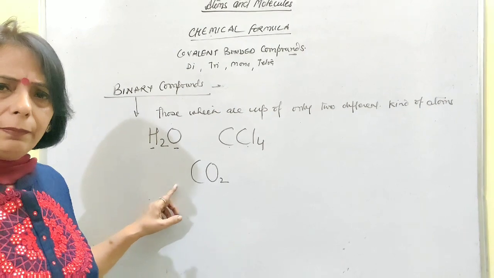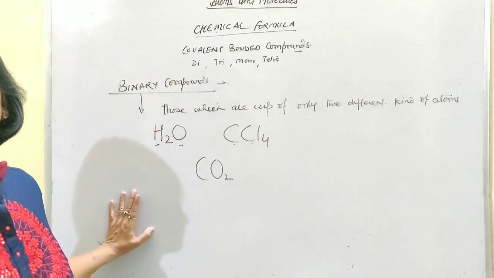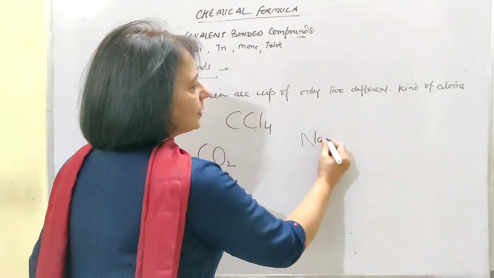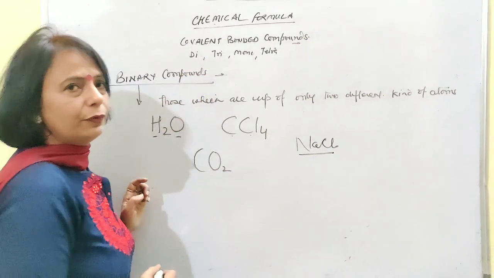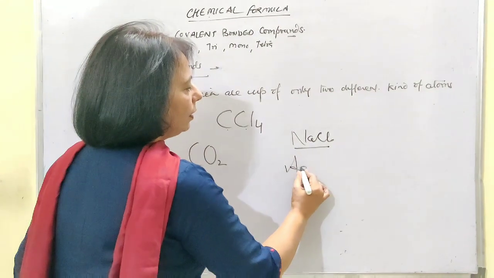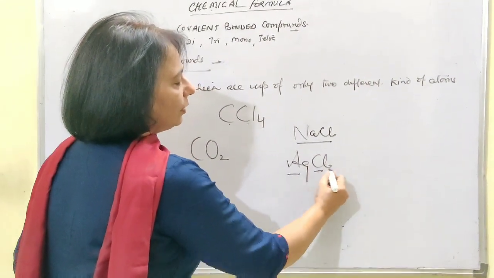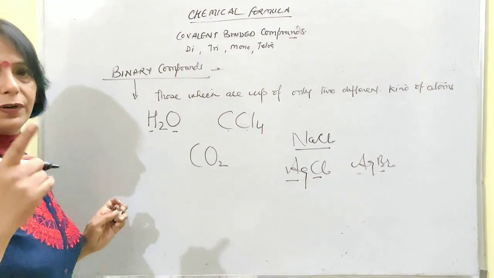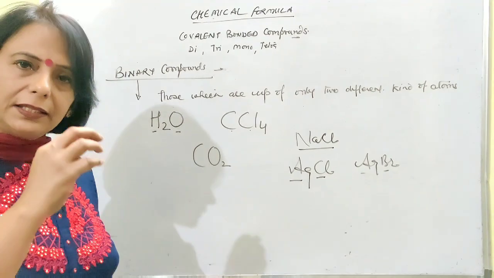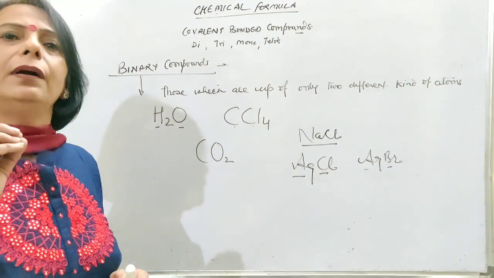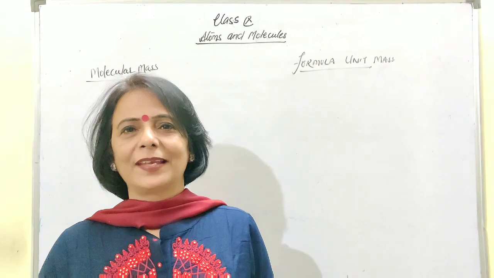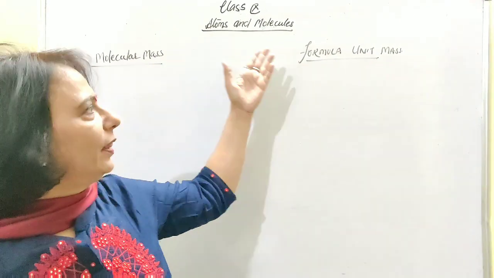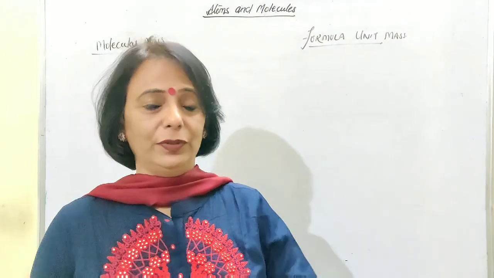In this way, you will find many binary compounds in the covalent bonded as well as the ionic compounds, like NaCl. This is an ionic compound. This is made up of only sodium and chlorine. Silver chloride. It is silver and chlorine. Silver bromide. It is made up of silver and bromine. That means when two different kinds of atoms are present in these types of compounds, we can call them binary compounds. Now let's shift ourselves to the next topic, that is how to find out the molecular and the formula unit masses of the compounds.